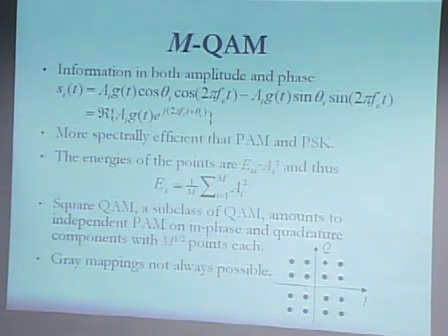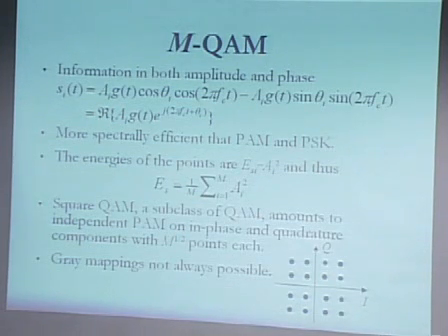The energies of the points are A_I squared, and so you can compute the energy of the symbol as usual. In this case, it's not so trivial, so I'm not going to give you a general formula. You can work it out for specific constellations. It's kind of tedious, but just algebra.